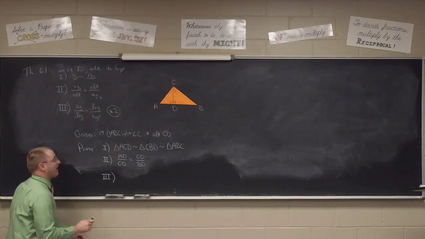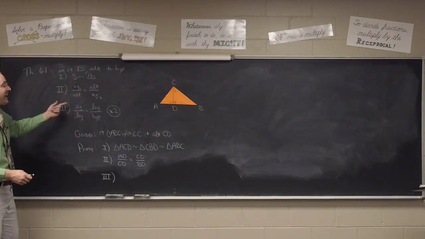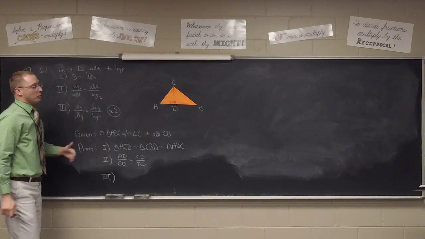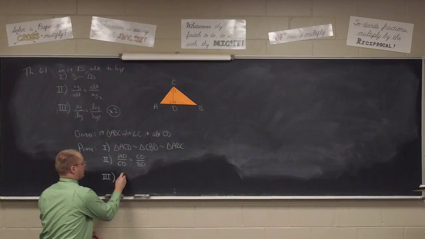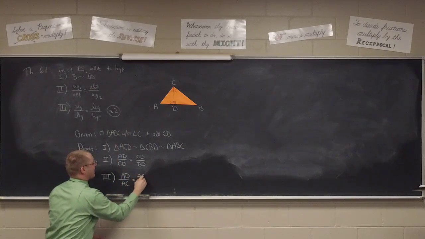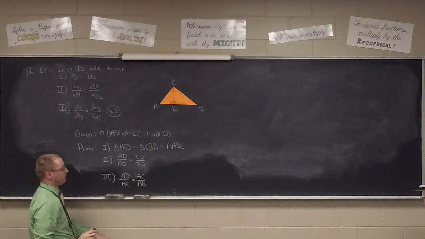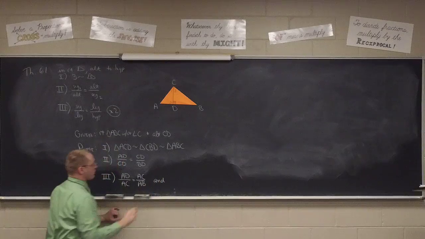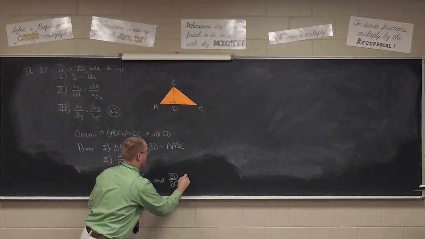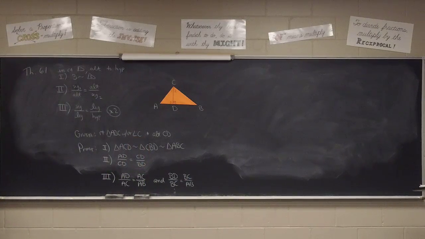And number 3, I'm going to have 2 of these for each leg and adjacent segment. What I want to prove is that a segment is to the leg it's adjacent to as that leg is to the hypotenuse. So for instance, we might start with segment AD is to the leg it's adjacent to, AC, as that leg AC is to the entire hypotenuse AB. And we want to do the same thing with the other segment, the other leg. So also BD is to BC as BC is to AB. It's a loaded proof.